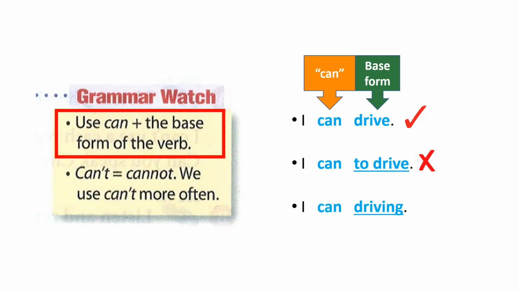Again, with I can driving, this is the sentence that students often say, but it is incorrect. The reason it's incorrect is because this has this extra ing at the end of the word. You can't put anything extra on this verb. It just has to be the base form.